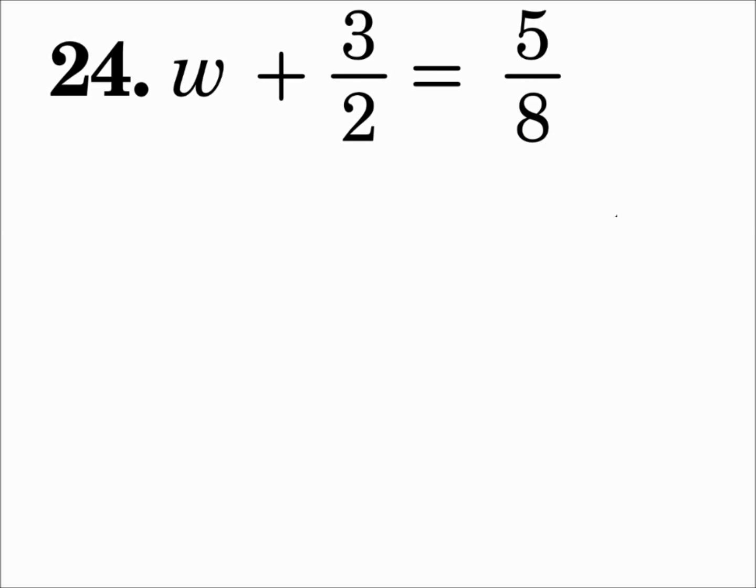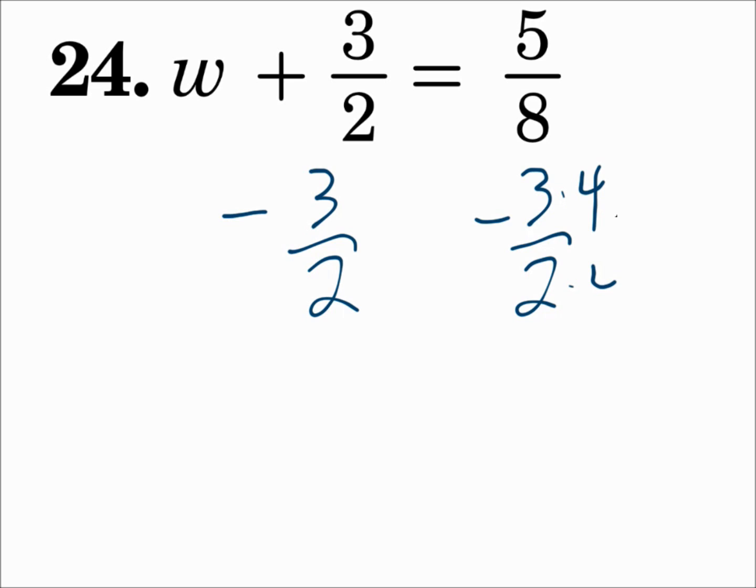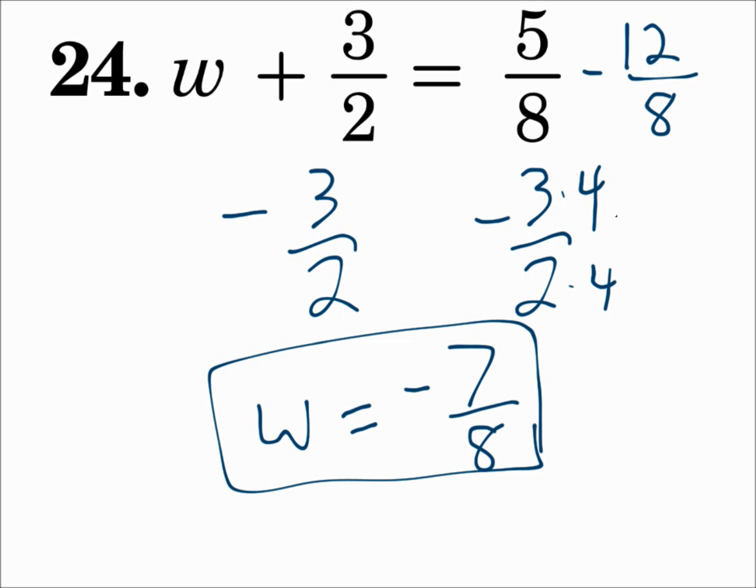Number 24. W plus 3 halves equals 5/8. The 3 halves is being added, so to move it to the other side, subtract it from each side of the equation. The common denominator is 8, so the negative 3 halves should be times 4 over 4, giving you a negative 12/8. The 3 halves cancel on the left, leaving W, and 5/8 minus 12/8 is negative 7/8.